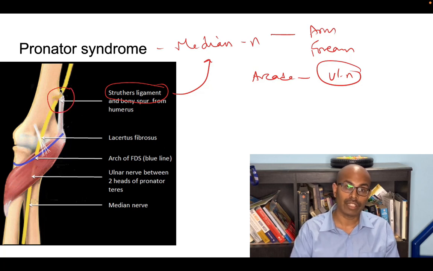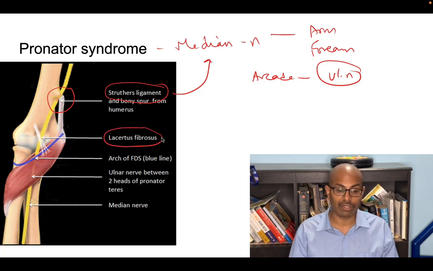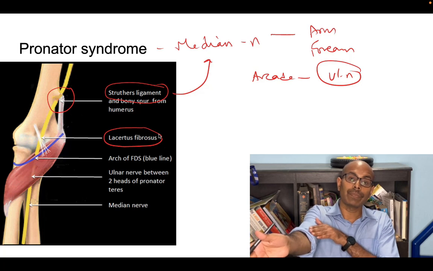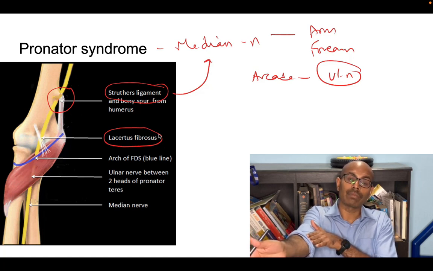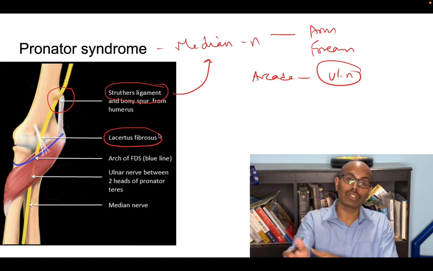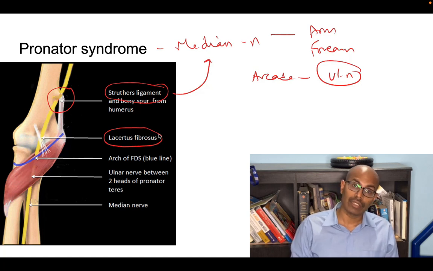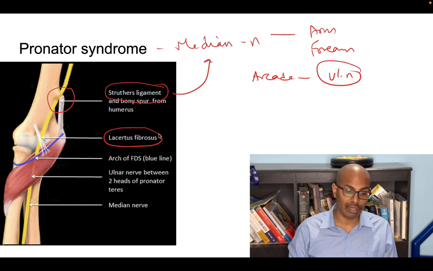What is the other structure that can cause a compression of the median nerve? It's the lacertus fibrosus. What is the lacertus fibrosus? It's a fascial tissue which comes from the medial aspect of the biceps and inserts into the deep fascia of the forearm. That is called the lacertus fibrosus, and here also the median nerve can get compressed.